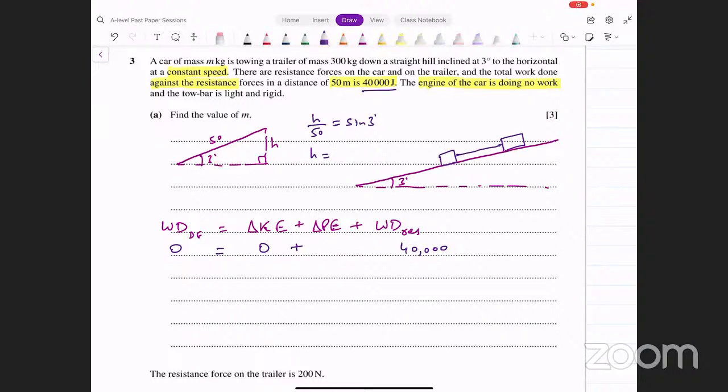50 into sine of 3. You have to be careful. आपका कैलकुलेटर throughout mechanics radians में नहीं, degrees में होना चाहिए. Radians में आपको कुछ नहीं करना होता है यहाँ पे. So I'm just going to change my calculator mode. This is 50 sine 3. This turns out to be 2.617. ठीक है, ये height आ गई at least to 4 significant figures.